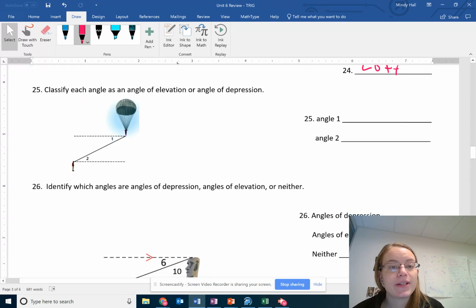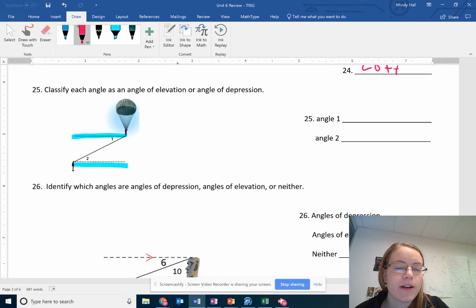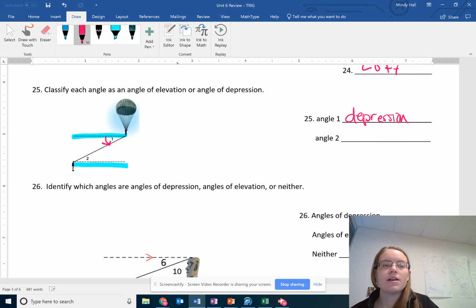All right, so classifying as an angle of depression or elevation, angle 1, remember you're referring to these horizontal lines for both of these. So you have that one and you have this one. Because we're looking at, for angle 1, the perspective of being up in the balloon, we would have to come down or look down in order to see the guy. So angle 1 is an angle of depression because we would have to look down. Angle 2, because we're the guy, we would have to be looking up in order to see the balloon. So it would be an angle of elevation. Okay?